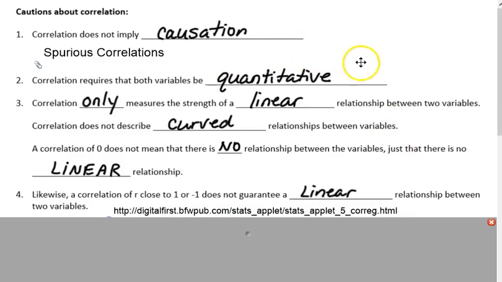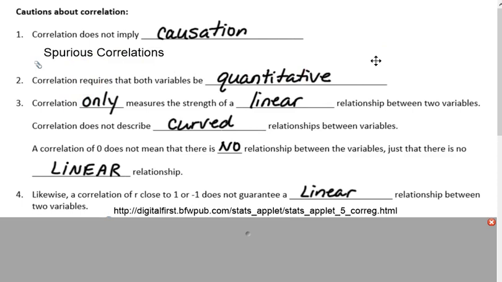Okay, next, correlation requires that both variables be quantitative. People will often use the word correlation casually to imply any sort of relationship, but technically it has to be calculated from z-scores of quantitative variables. So be careful about applying that word to anything other than quantitative variables.